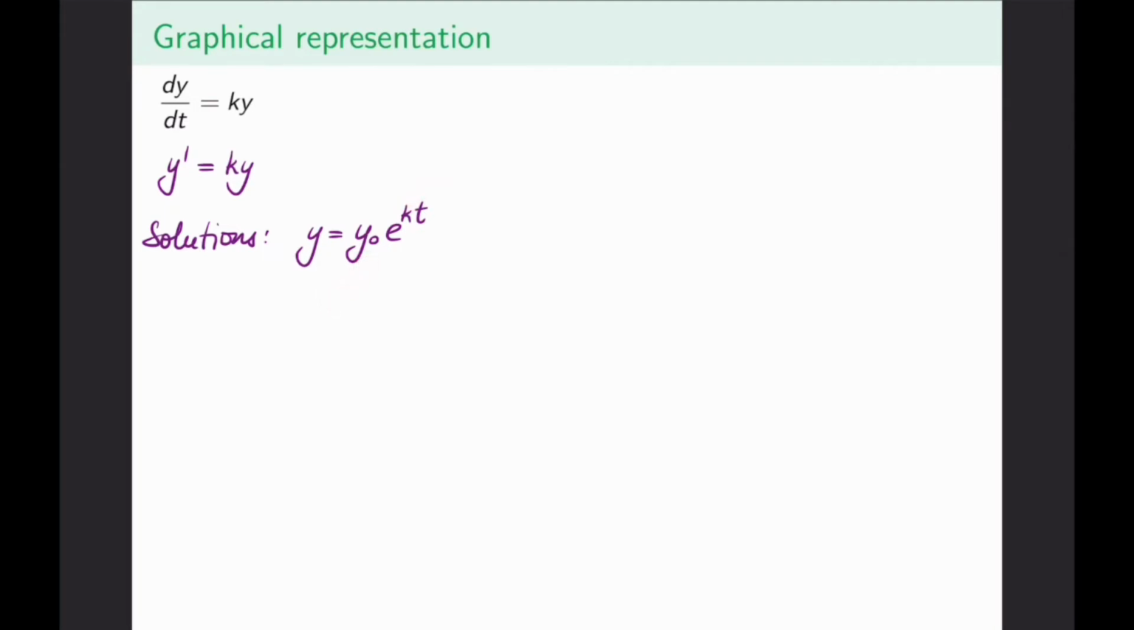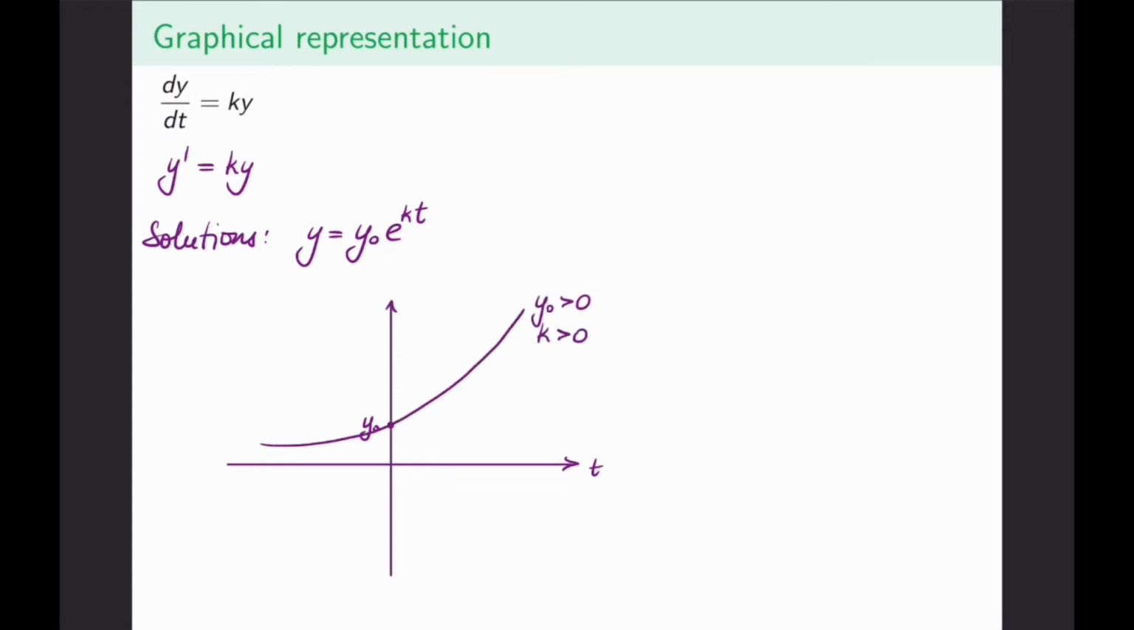But we can sketch the general shapes and what they will look like. For example, y naught corresponds to the initial condition, so it will correspond to the y-intercept here. If I have a positive y naught and a positive value for k, then I'm in the case of exponential growth, and the solution curve will look like this. So this corresponds to y naught positive and k positive as well, which indicates growth.